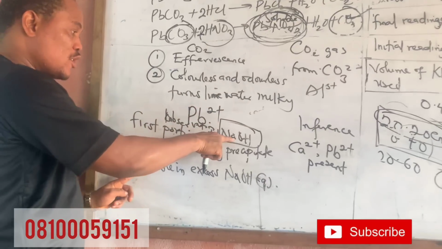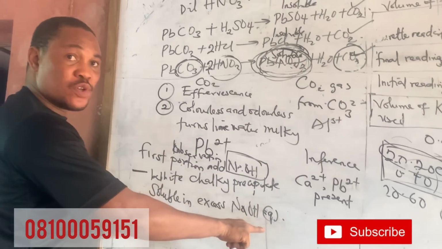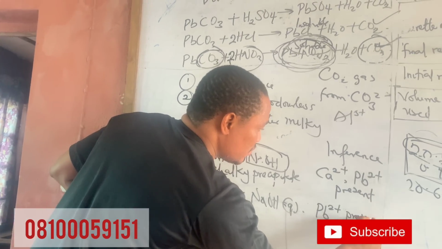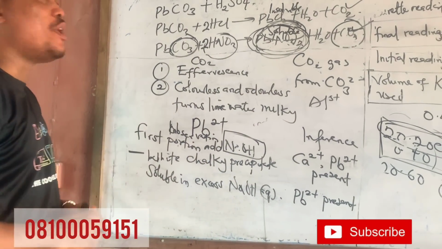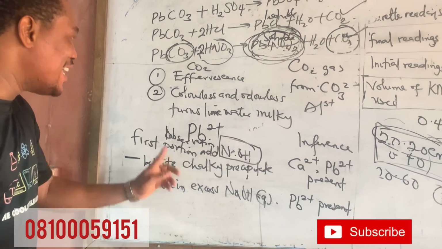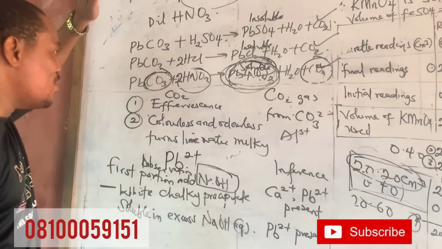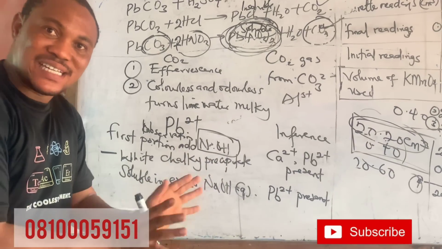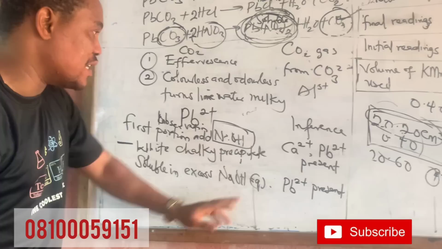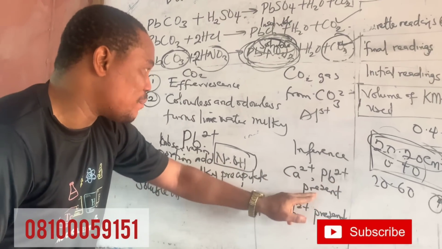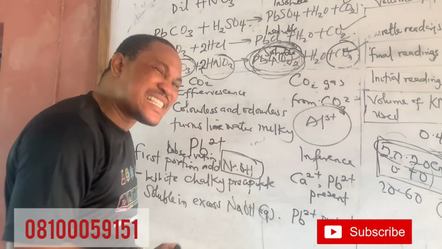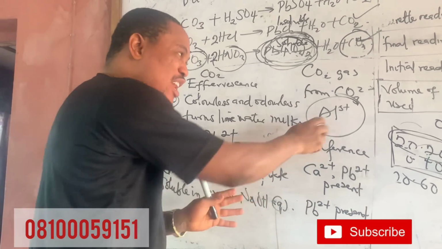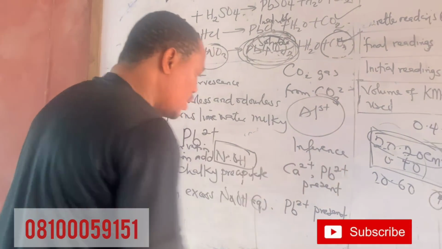When I now add sodium hydroxide in excess, it will be soluble. So if it is soluble now, I can now say this is what? I want to believe somebody is following me here. So on that day, anytime they ask you to add sodium hydroxide to the residue, it will have white chalky. So calcium and lead are present. Aluminium is white gelatinous, not chalky. Some people used to get it confused. It is these two that are chalky.